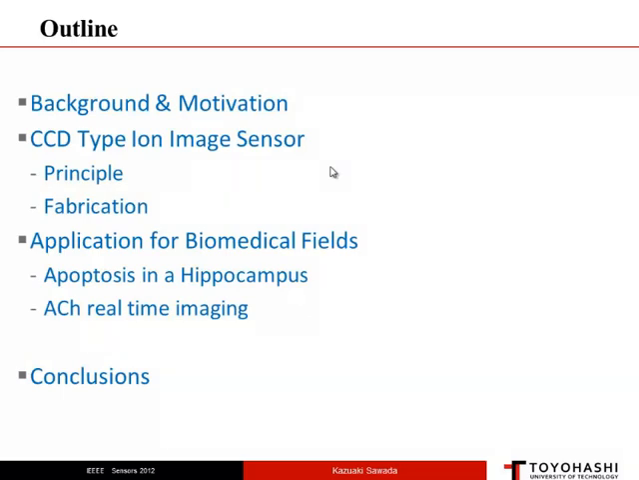Here is the outline of my presentation. At first, I'd like to explain the background and motivation for why we started developing ion image sensors. Next, I will explain the principle of the CCD type ion image sensor. After that, I will show some application results for the biomedical field using the special ion image sensor. One is the real-time observation of apoptosis in a hippocampus, and another is real-time acetylcholine imaging from neural networks. Finally, I will conclude my presentation.